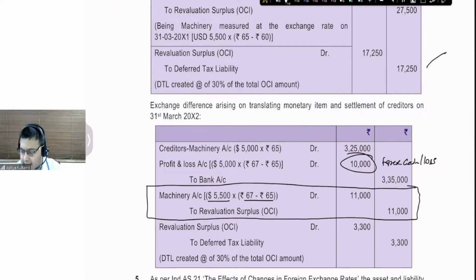You can also take it the way you have told: P&L account debit to creditors 10,000, and then creditors to bank 3,35,000. That is also perfectly fine. No problem. This treatment also is fine. What you have suggested is splitting up this entry into two parts. That's it. So that is also fine. You can go ahead. So that is Sanjay's question.